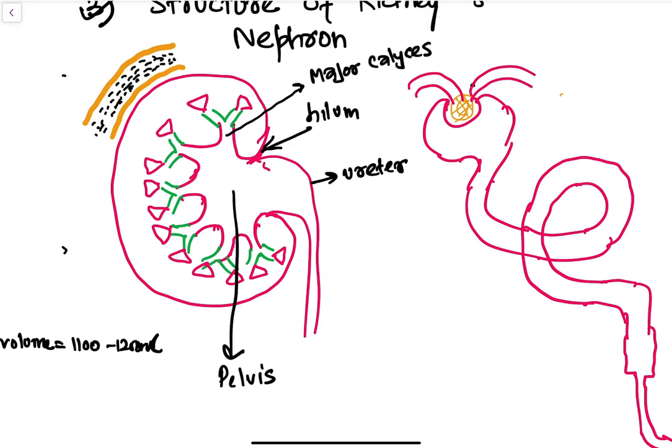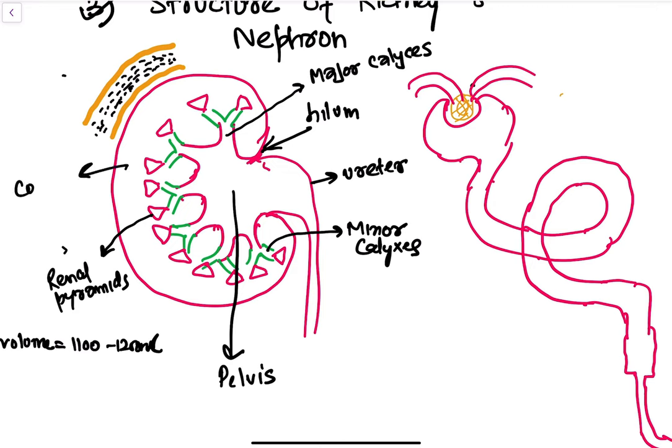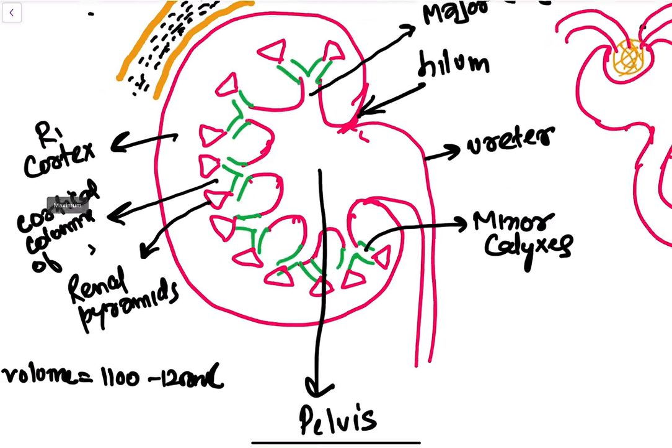One singular is called major calyx. Now these small passages, which arise from the major calyces, are called minor calyces. And these conical structures on these minor calyces are called renal pyramids. And all this area above the pyramids is called the renal cortex. The portion of the cortex in between the pyramids is called the cortical columns, the cortical columns of Bertini.